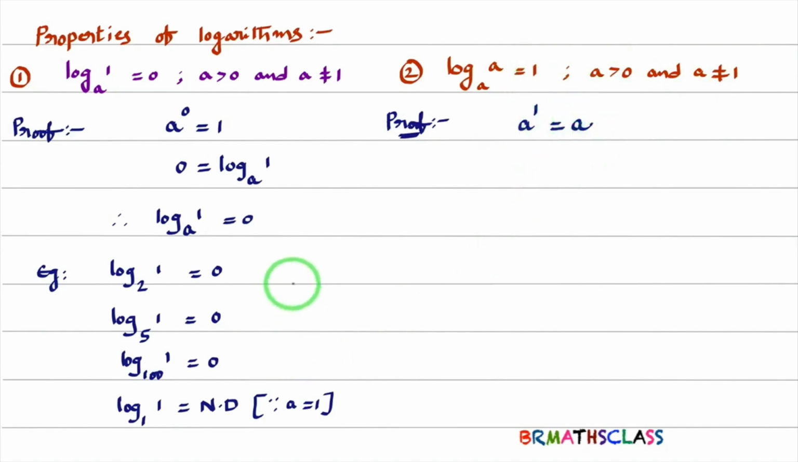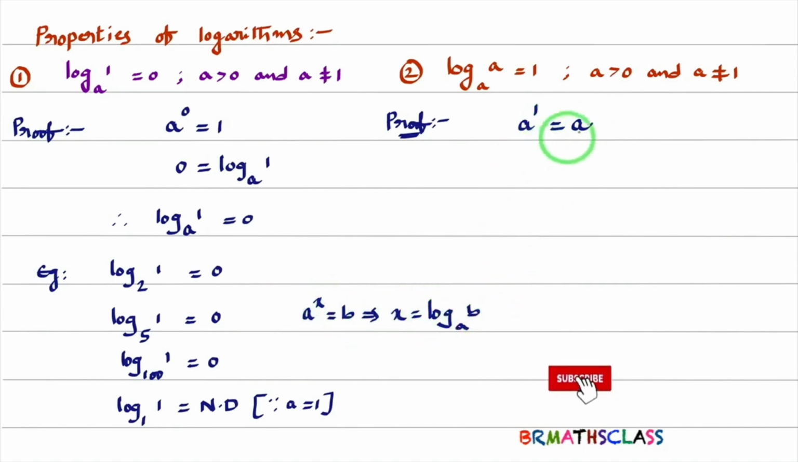So from the definition of logarithm, what did we learn? We learned that if you see a power x equal to b, then x can be written as log b base a. Correct? So here a power 1 equal to a. You compare this one with a power x equal to b. Then what can it be written as?